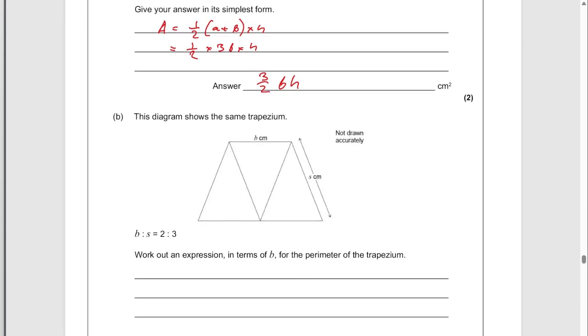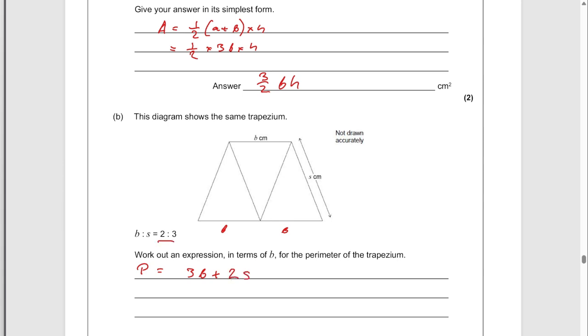Part B, this diagram shows the same trapezium. Work out an expression in terms of b for the perimeter of the trapezium. Okay, right. So I'm going to go for the perimeter first of all, all the way around the outside. So I'll say perimeter is equal to 3b plus 2s.